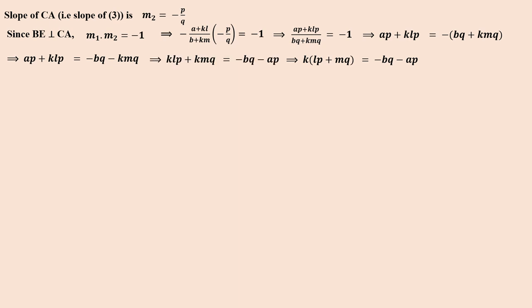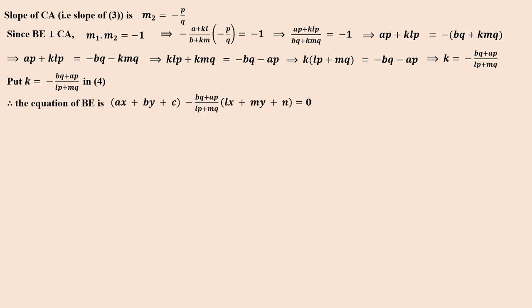So therefore K is equal to minus (BQ plus AP) by (LP plus MQ). So put K is equal to minus (BQ plus AP) by (LP plus MQ) in equation number 4. So the equation of BE is AX plus BY plus C minus (BQ plus AP) by (LP plus MQ) into (LX plus MY plus N) equal to 0. That is equation number 5.